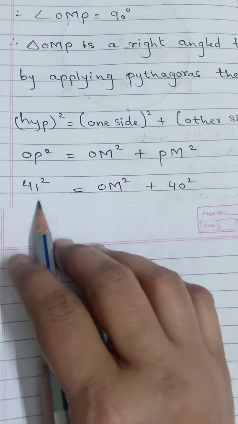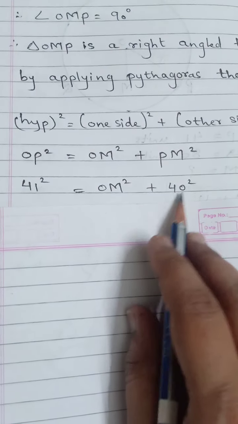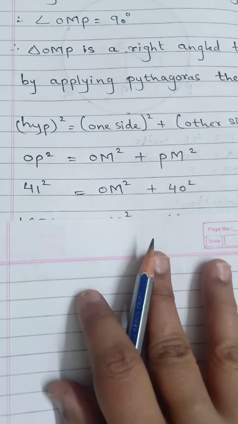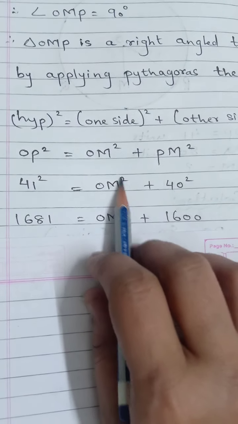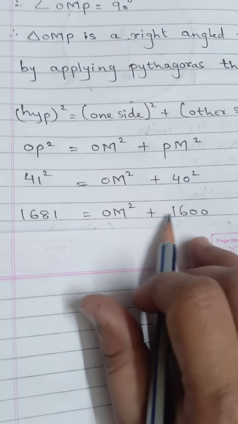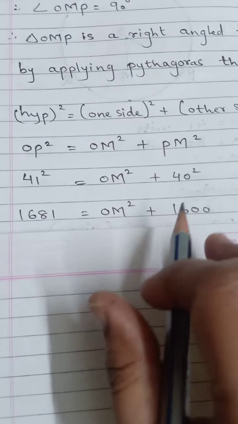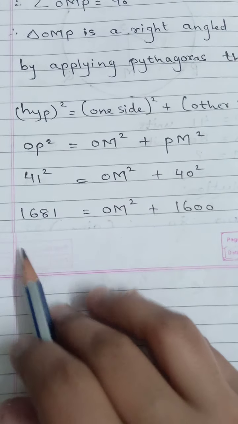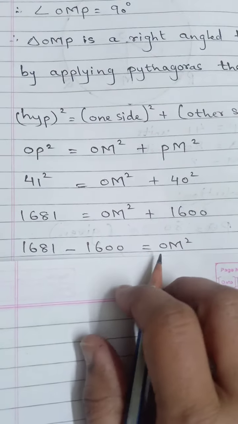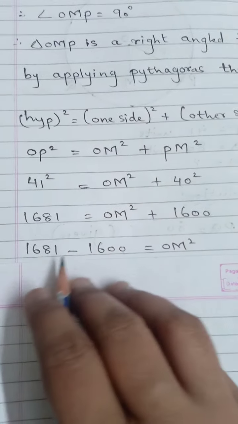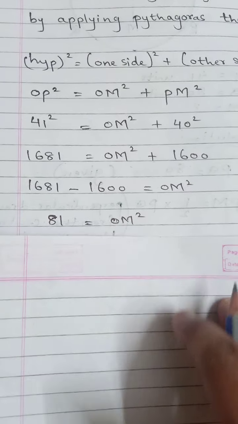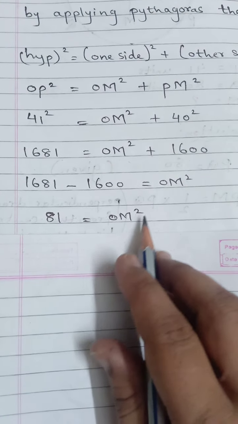So we have to take the square of 41, also the square of 40. The square of 41 is 1681. Then OM square we have taken like that only. The square of 40 is 1600. Now this 1600 is in plus sign. If we take it to the other side, it will be in minus. So 1681 minus 1600 is equal to OM square. If we take the subtraction, we will get 81. So we have got 81 is equal to OM square.